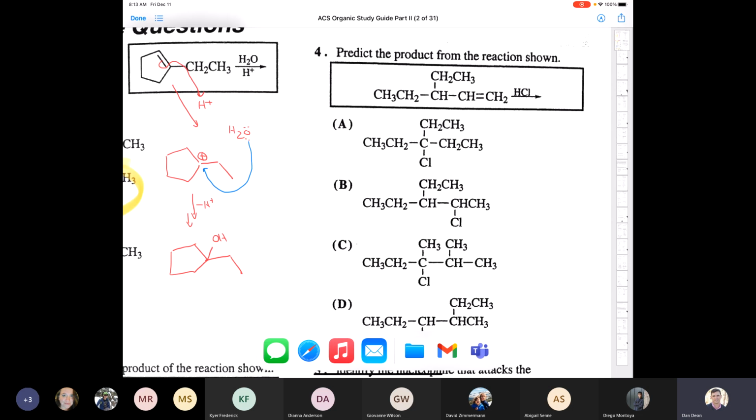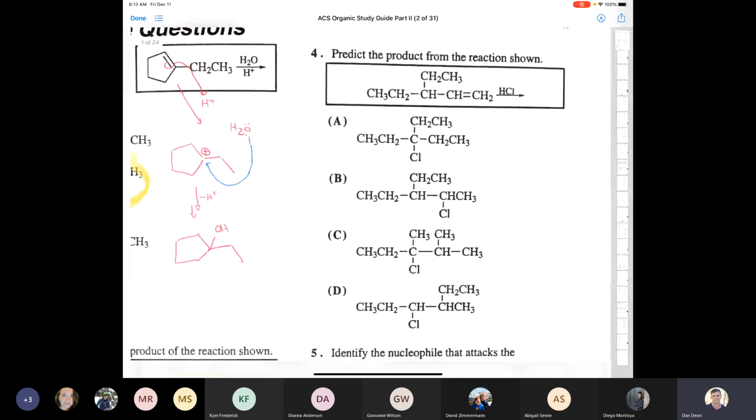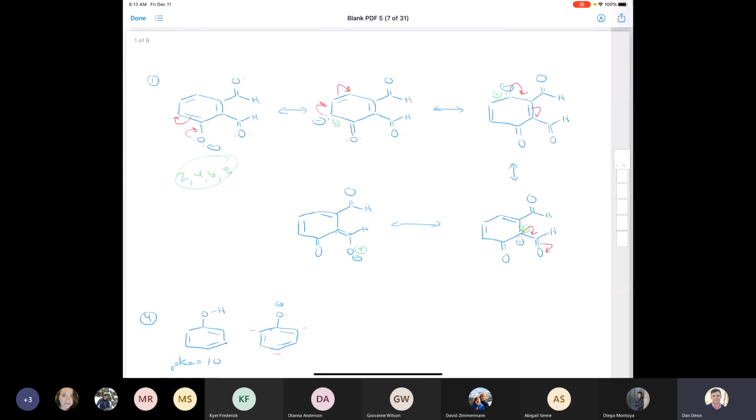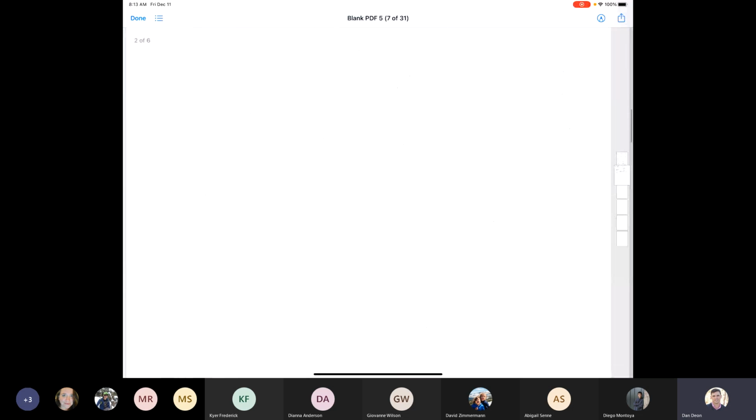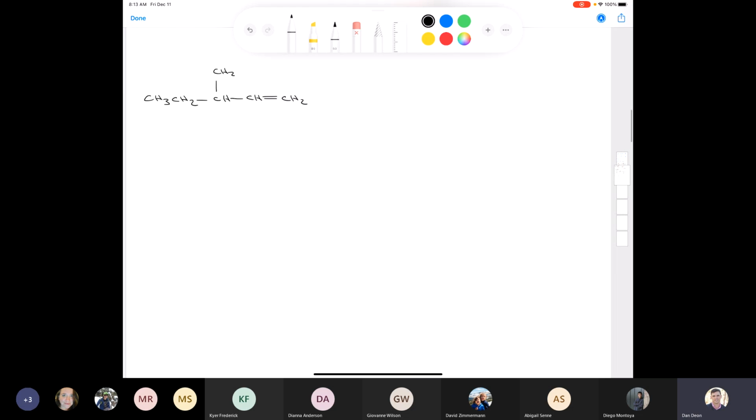Well, let's go to a blank page here, and let's see if we can figure out what's going to happen. So I'm going to write down the structure. Bear with me here. I'll write it down the way that they have it. So we have this, and then we have this, and here's our double bond over here. And then we have another ethyl group up here.